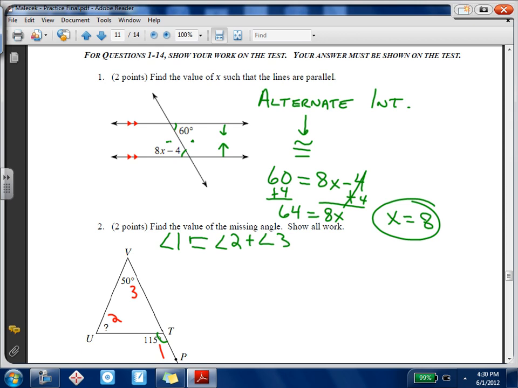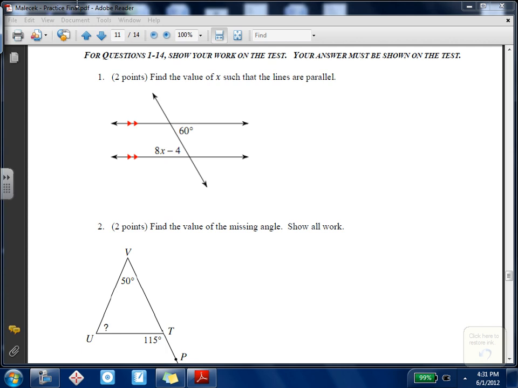So if we plug in our numbers, 115 is equal to angle 2, we'll call x, plus angle 3, which is 50. We subtract 50 from both sides, and we get that x is equal to 65 degrees. Be sure to throw that degree sign on there and make sure you include your units. Moving down to number 3.